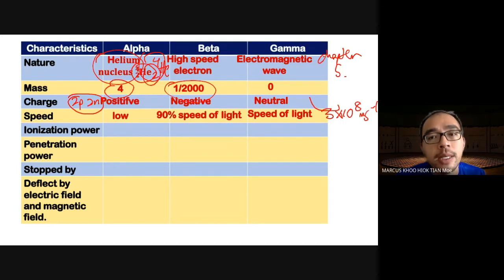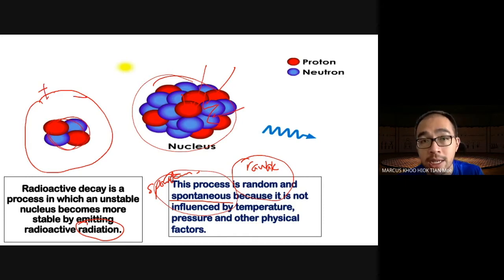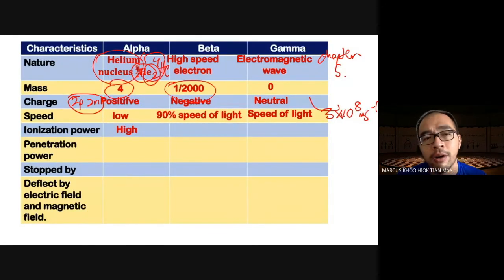Okay, ionization power. The ionization power of alpha is very high. Ionization power means its ability to ionize the air around you. Let's say this is the air around the helium. Ionization power is the power of this nucleus to make the air become either positively or negatively charged, like makes it become an ion. When the air becomes an ion, there's a little bit of charge there lah. So the ionizing power of alpha is very high because it has 2 protons, so it is able to tarik the electrons from the air to make the air positively charged.